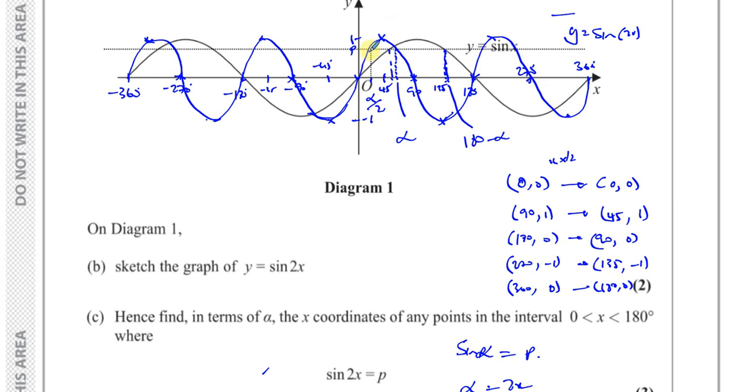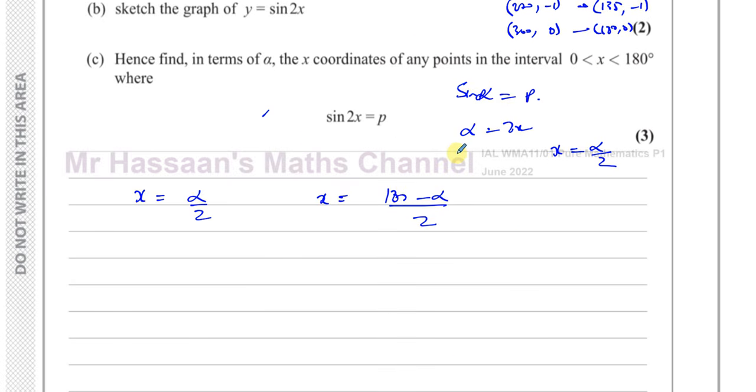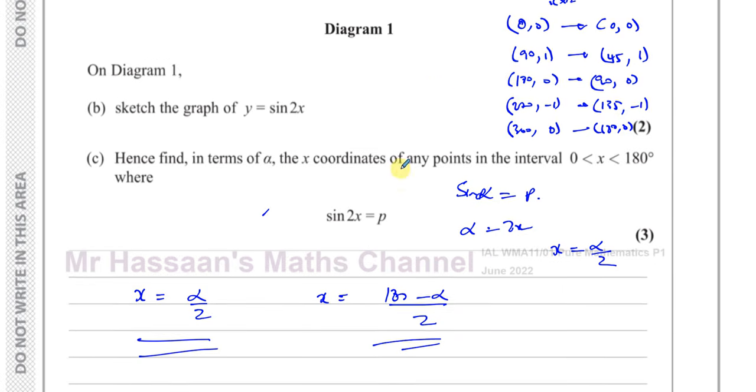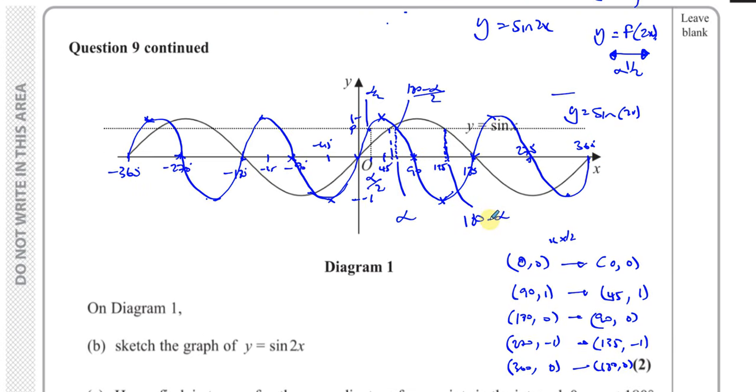So the value where it now hits the new sine, the sine 2x, is going to be halved. So this is going to be alpha over 2, and therefore this value here, where it hits it again, is 180 minus alpha over 2. It's going to be half of this, because the x coordinate is multiplied by a half. So these are the two solutions for part C. I hope that was clear.